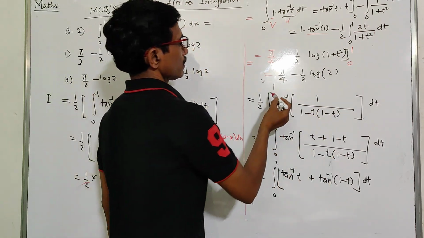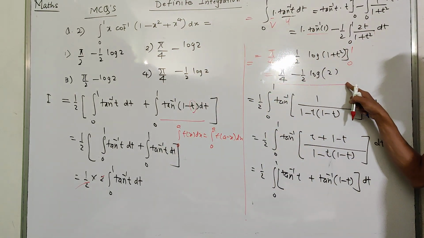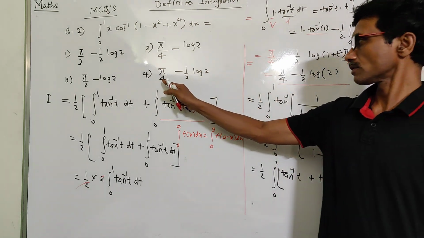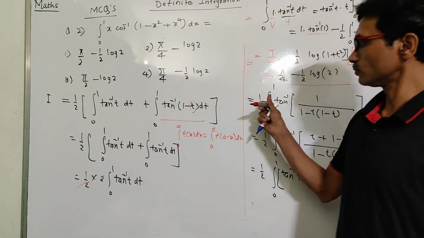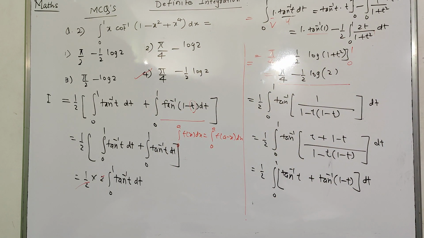Now clearly our answer is pi by 4 minus 1 by 2 log of 2. So which is pi by 4 minus 1 by 2 log of 2. So this is the appropriate answer, that is 4. Fourth sub question is the appropriate answer.